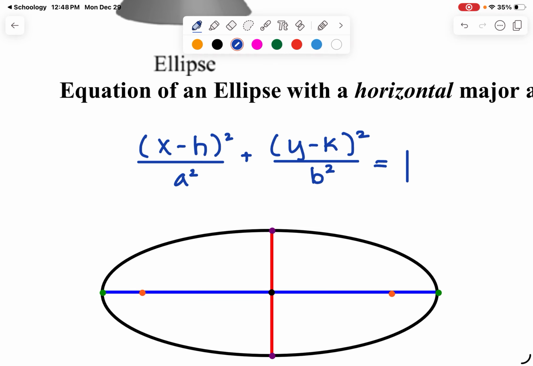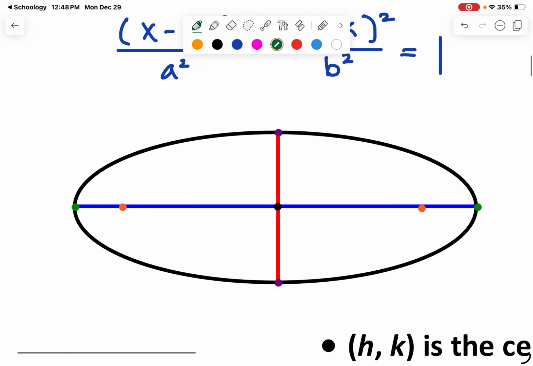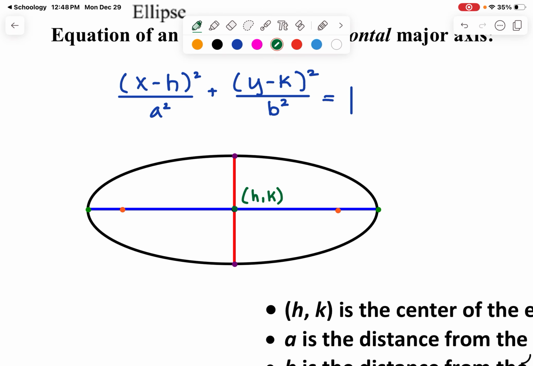Now, all these variables are important, so we need to know what h, k, a, and b are, okay? x and y is any point on the ellipse. So let's start with h, k. Duh, that's the center. So (h, k) is the center. I accidentally called it a vertex, which I can't because an ellipse has vertices, all right? Now, what the heck is a? a is the distance from the center to a vertex. So this distance right here is a, and this distance right here is a. Okay, the distance from the center to a vertex.